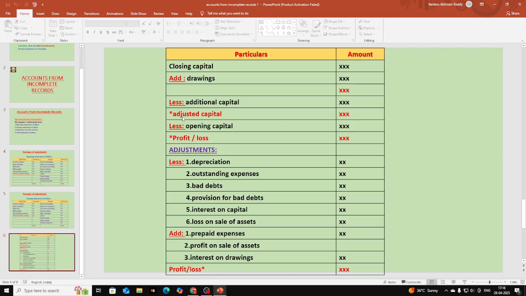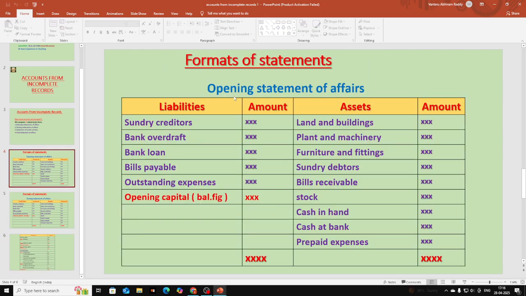What name can we give? Adjusted capital. This should be named as adjusted capital. Okay, so next, after this, less opening capital. So opening capital we should write here. If it is given in the question, fine. If they don't give, we have to find out opening capital by preparing the opening statement of affairs. We get that as the opening capital.